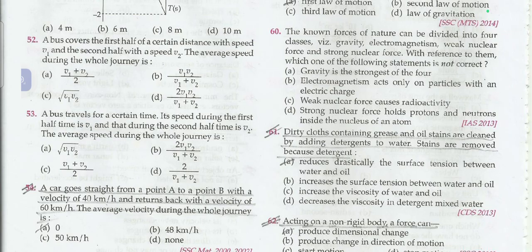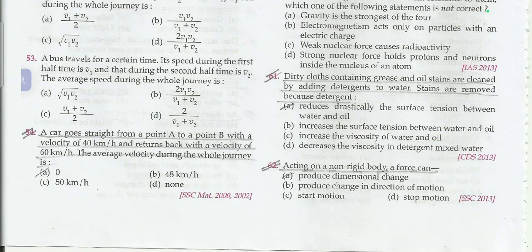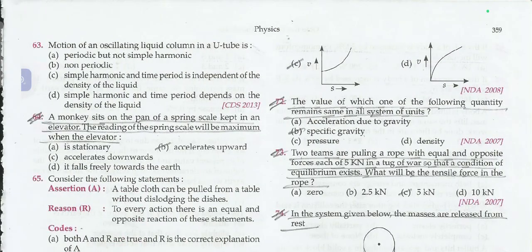Dirty clothes containing grease and oil stains are cleaned by adding detergent to water. Stains are removed because detergent reduces drastically the surface tension between water and oil. Acting on a non-rigid body, a force can produce dimensional change. Motion of an oscillating liquid column in a U-tube is periodic but not simple harmonic.